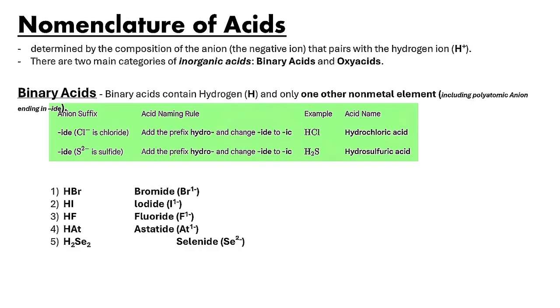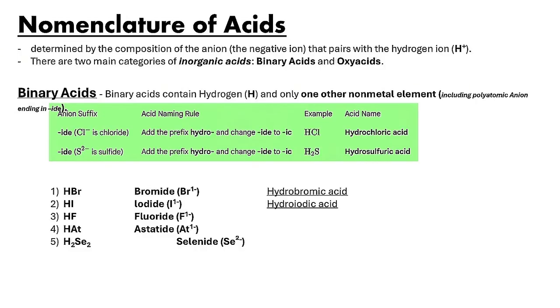Example, HBr. How do we name this? The rule for this is to start with the prefix hydro. After the prefix hydro, put the word of the nonmetal that you use, and change the IDE ending into IC. For example, the anion form of bromine is bromide. So instead of bromide, it becomes hydrobromic acid. Instead of hydrobromide, it becomes hydrobromic acid.